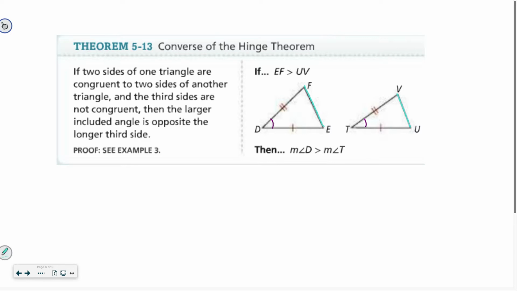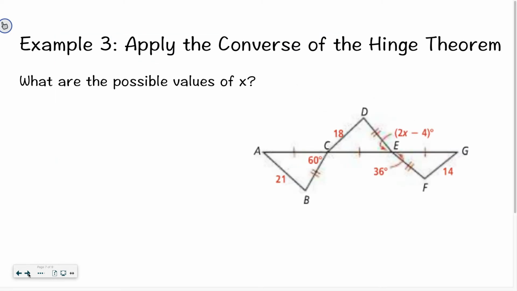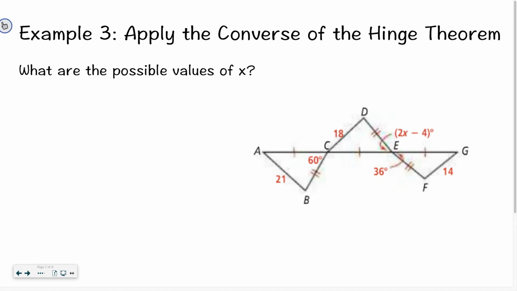And remember, just like with the regular Hinge theorem, you have to have two sides that are congruent on both triangles. And then it's talking about the angle between those two sides. All right, example 3, apply the converse of the Hinge theorem. What are the possible values of x?